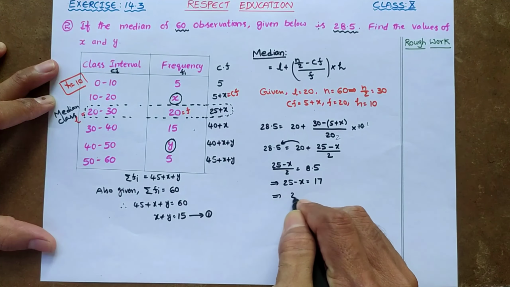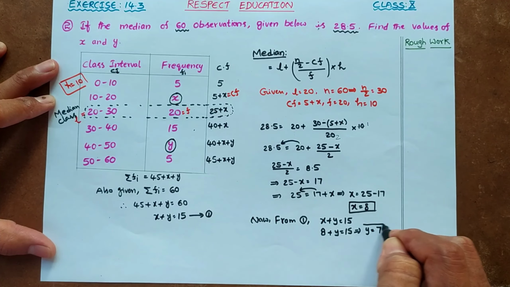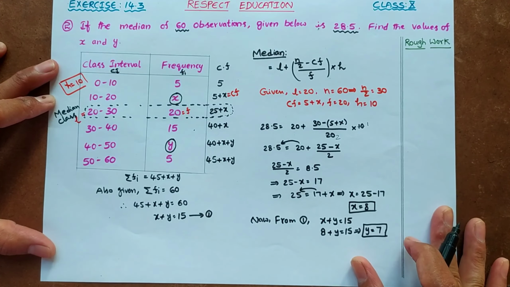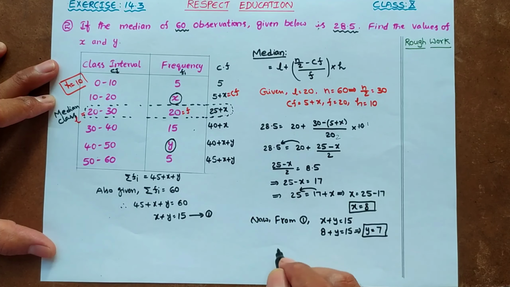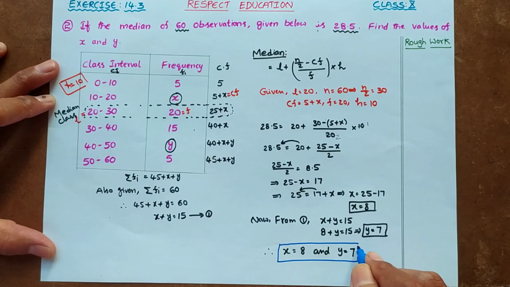Now from equation 1, it says that x plus y is equal to 15, in which x is 8, so 8 plus y is equal to 15. So let us send 8 that side. So y equal to 15 minus 8 is 7. Right? So here let us conclude the problem: therefore x is equal to 8 and y is equal to 7. So this is the answer for this problem, the second one.